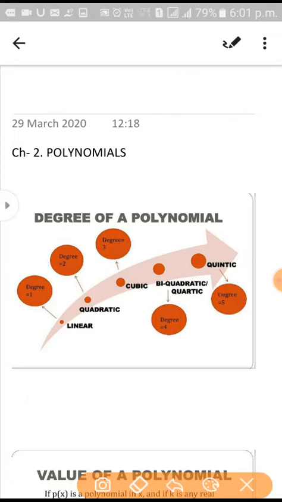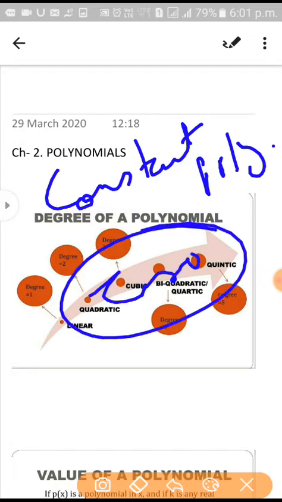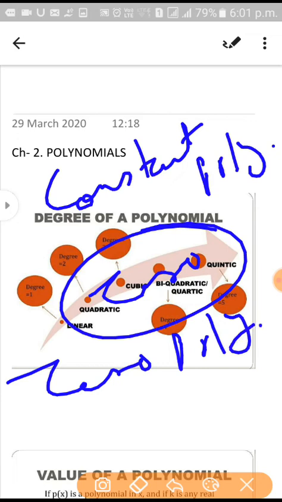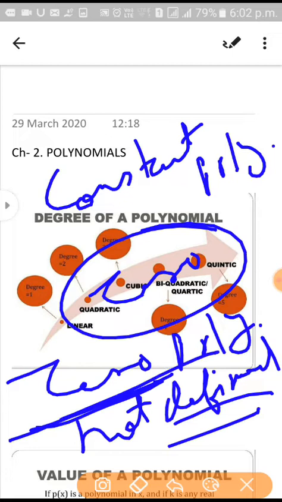One was the constant polynomial, and the degree of the constant polynomial is 0. Also we have read the zero polynomial, and the degree of the zero polynomial is not defined. Remember, this is very important: the degree of a zero polynomial is not defined.